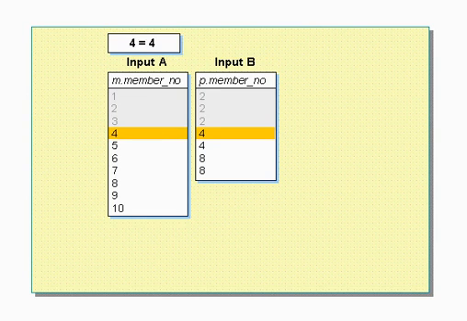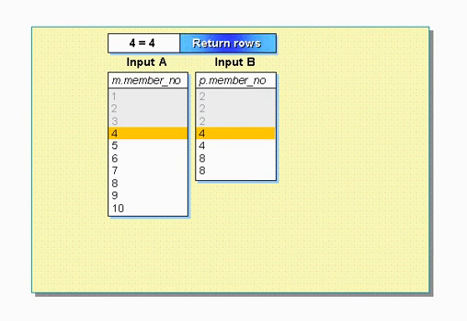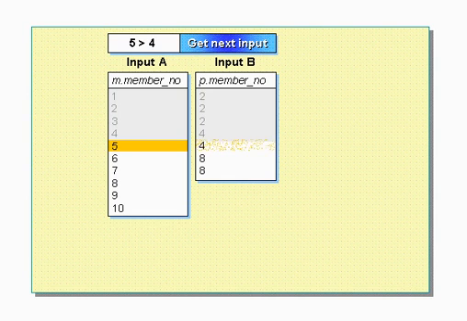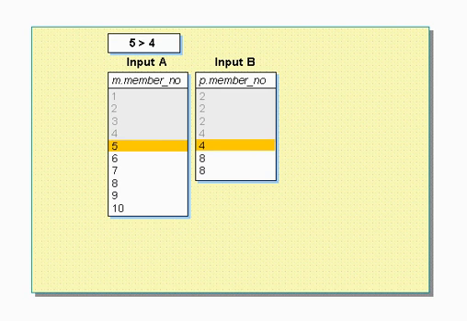The next input value, 5, in input A is compared to input value 4 in input B. Because 4 is a lower value, 4 is discarded, and the next input value in input B is used for the next comparison. Again, because 4 is a lower value, 4 is discarded, and the next value in input B is used for the next comparison.